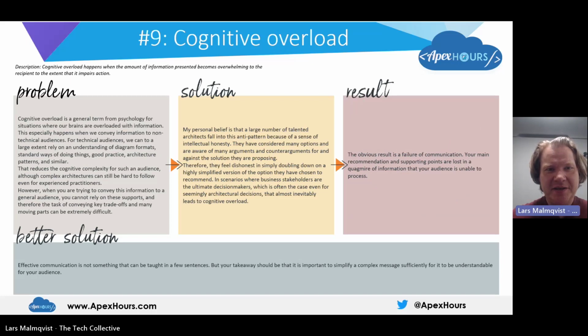Anti-pattern number 9, cognitive overload. Cognitive overload occurs when you present so much information that it becomes overwhelming to the audience, to the extent that it impairs action. That often happens when technical architects try to give a full and detailed account of their reasoning, aiming to create a persuasive and intellectually honest argument, but instead just causing confusion.